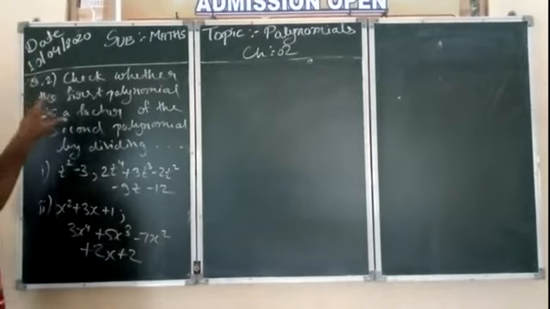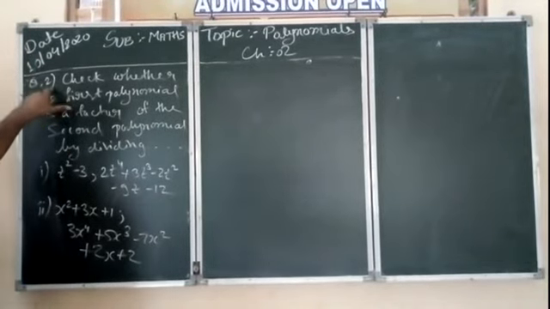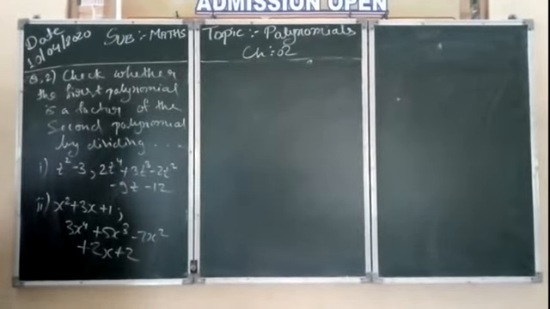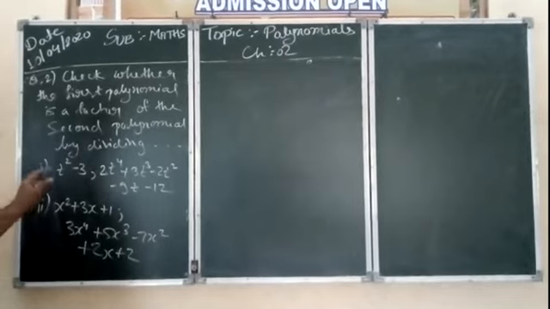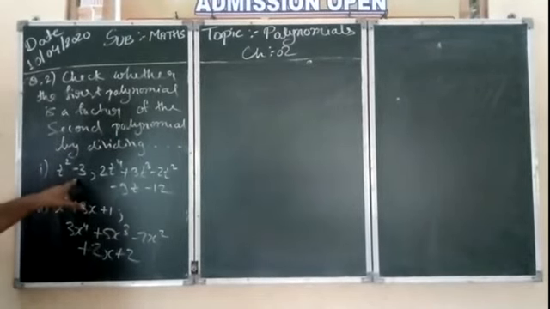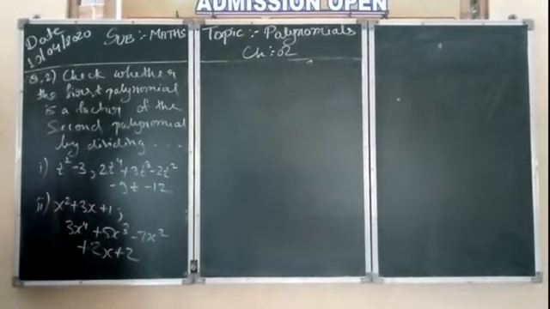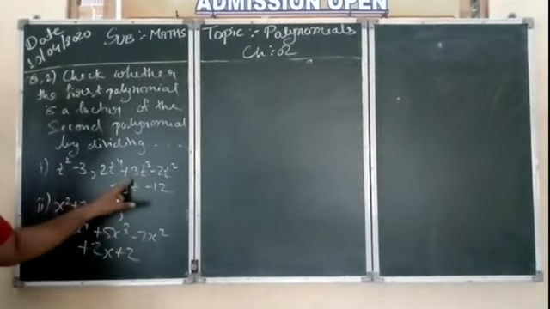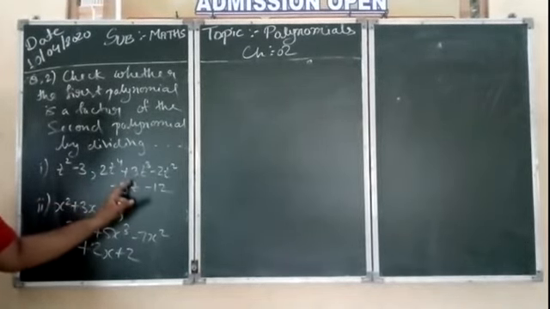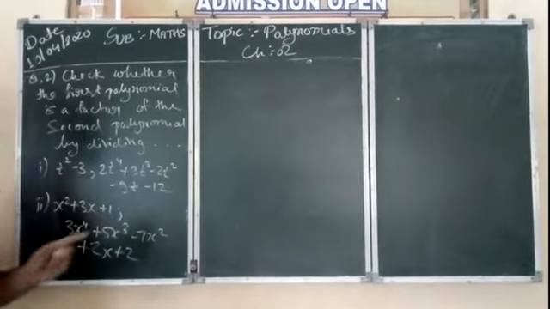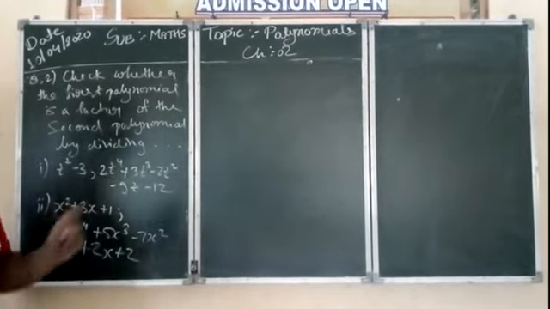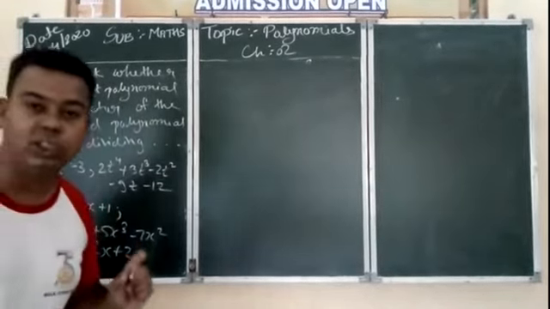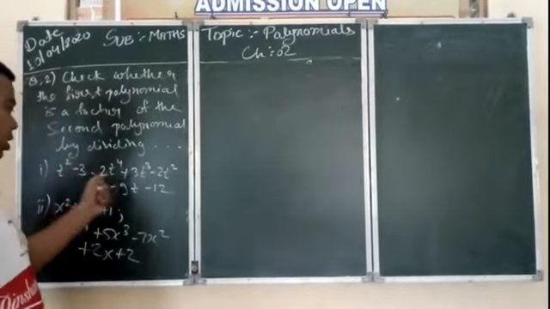So dear students, we see here question number 2, exercise 2.3: check whether the first polynomial is a factor of the second polynomial by dividing. How do you check? We consider the first polynomial p of x and the second polynomial g of x. If the first polynomial is divided by the second and the remainder is 0, then it is a factor, otherwise not.